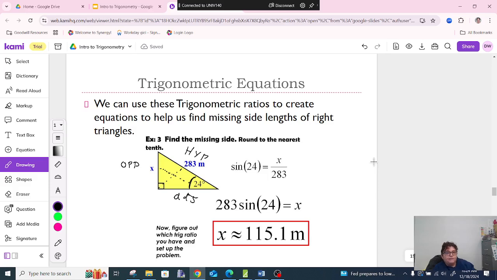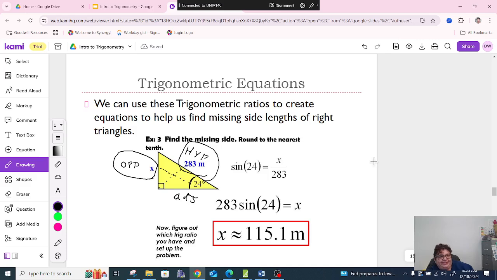Now, I'm going to circle what I'm looking for, and I'm going to circle the number that I have. Is there anything with the adjacent? No, I'm not even going to mess with the adjacent at all. So, what trig function, look at your notes, uses opposite and hypotenuse? Sine. We don't sin in math class because we're all really good people. We sign in math class.